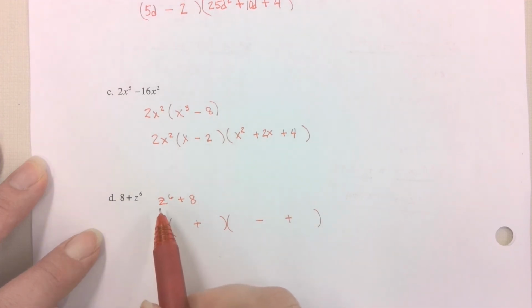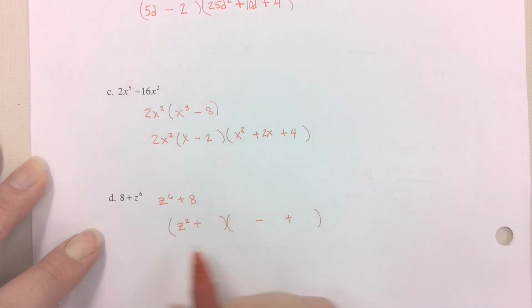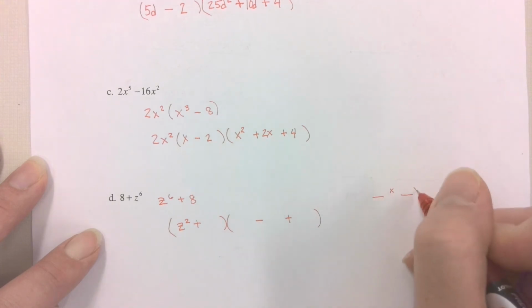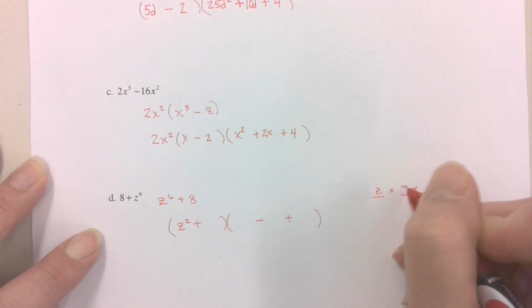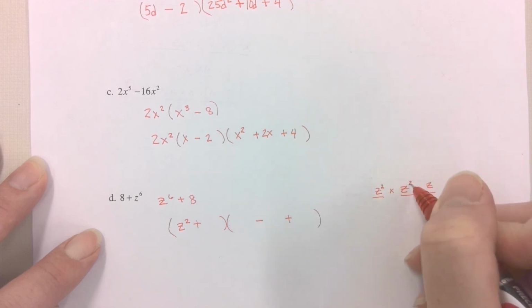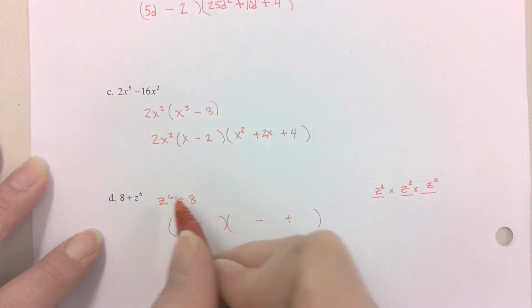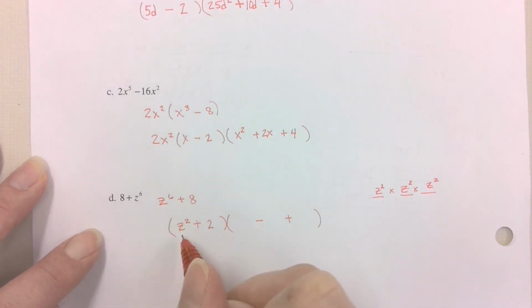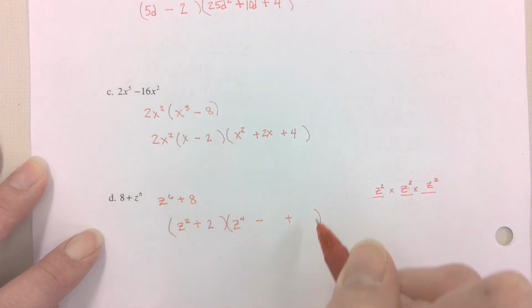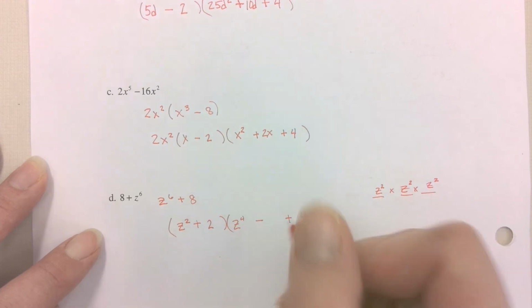The cube root of z to the 6 is z squared. And a lot of people want to make it z to the third. But I need something times itself 3 times. Z times z times z is z to the third. But z squared, z squared, z squared, that is my z to the 6. I take the cube root of 8, I drop it. Z squared becomes z to the 4th when I square it. 2 becomes 4. And my middle term is 2 times z squared.